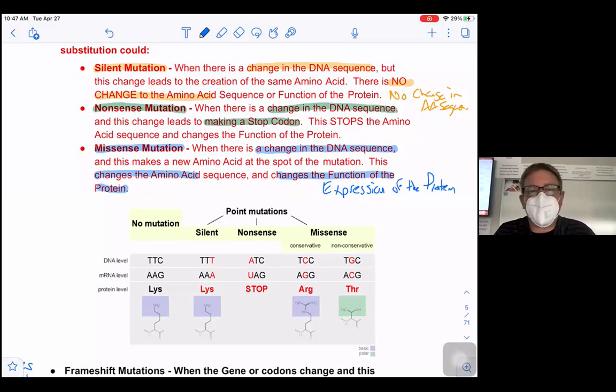So remember, if we change the expression, that's like changing the hair color, the eye color, the skin color, your ability to roll your tongue, your ability to break down sugar in the milk. Okay? So point mutations, a one-letter change, generally found in the DNA, which then changes the mRNA, which then changes the amino acid, or possibly changes it, except for the silent mutation where it doesn't. All right? So that's the point mutation.